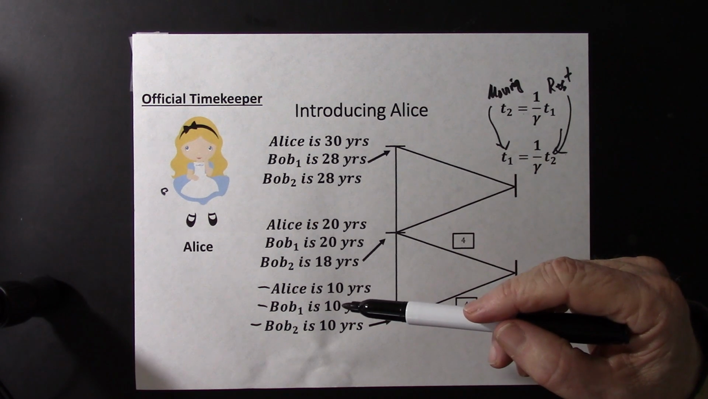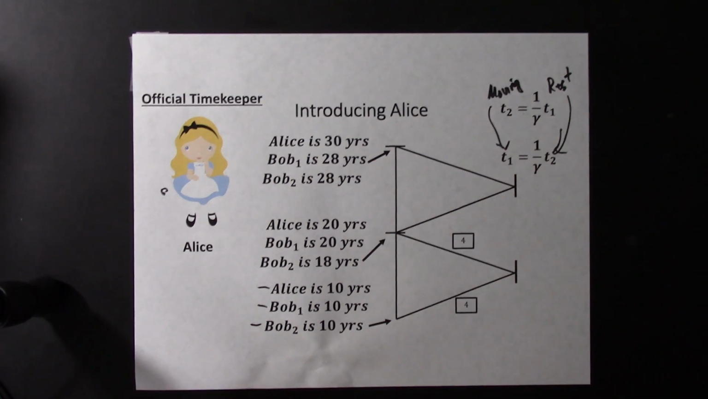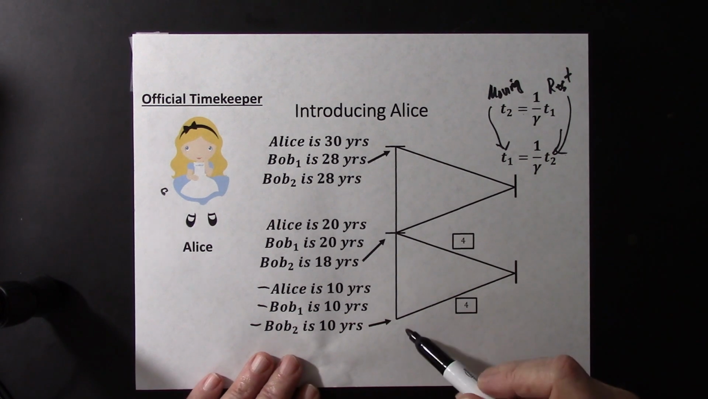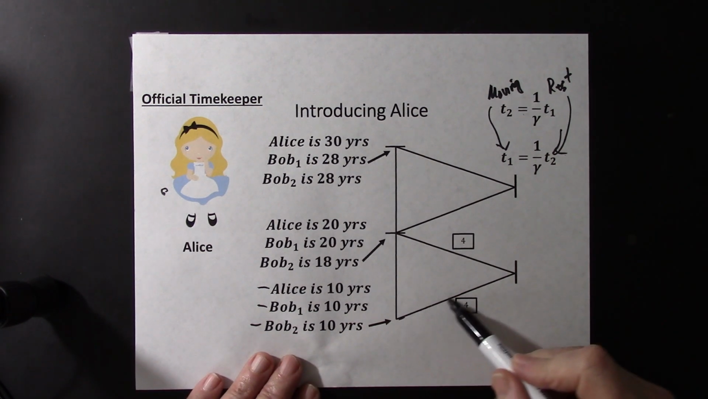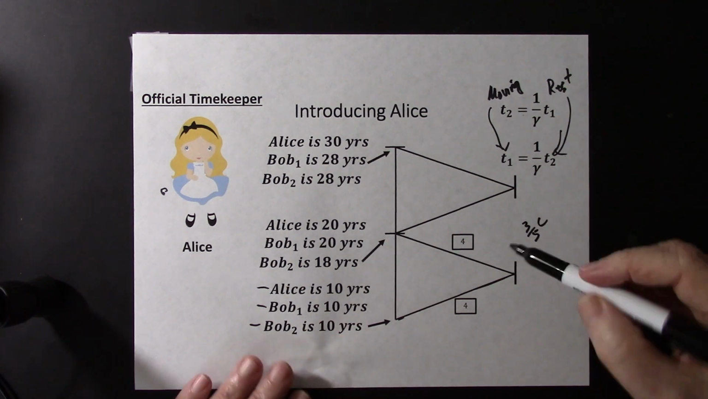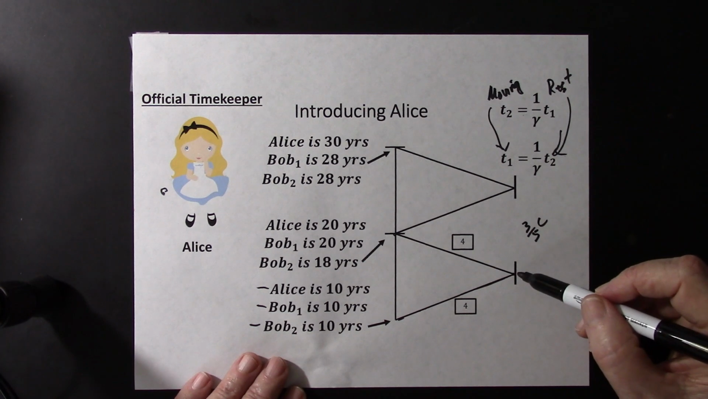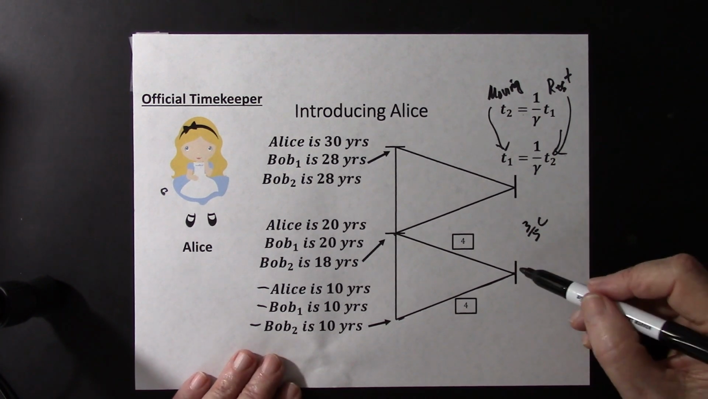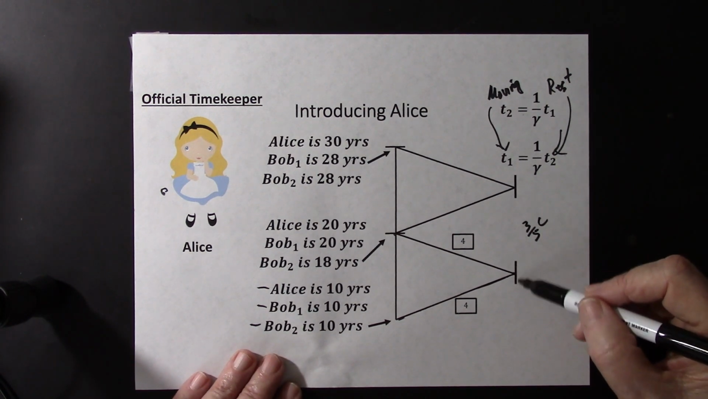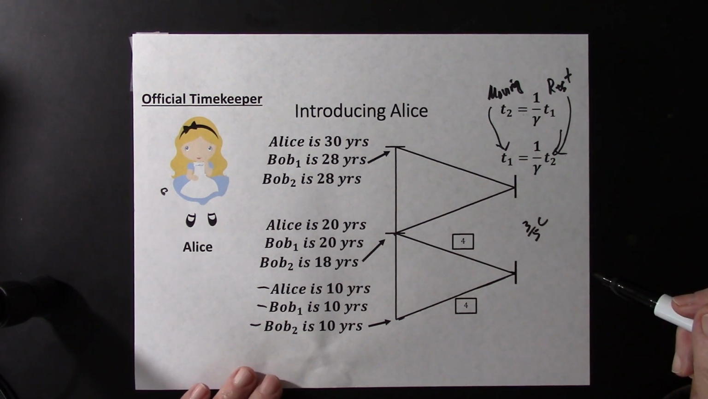She flips a coin, it comes up heads. She decides to pick Bob 1 to ride with. The thought experiment goes like this. One of the twins is going to go out on a journey at 3/5 the speed of light and then instantaneously turn around and come back. Now, we can't have any acceleration in the special theory of relativity, so we have to cheat a little bit here and assume that the twin can instantaneously turn around.